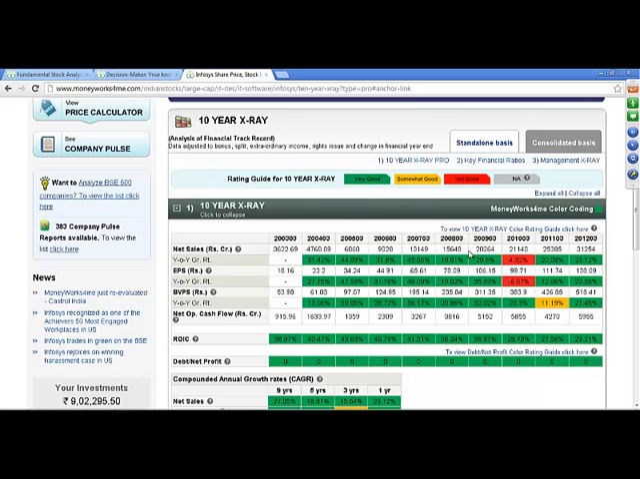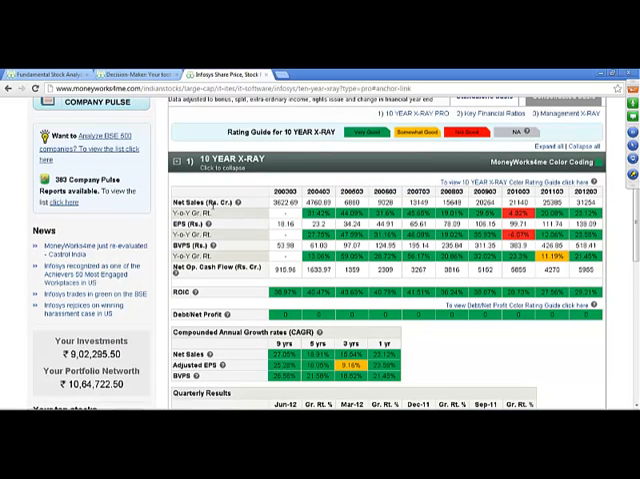So this is the free 10-year X-ray where you can see the 6 important parameters we have for you. At the top we have net sales, which tells me the net sales and the year-on-year growth rate. I am looking at how the net sales have grown over the years, which tells me whether there is a growing demand for the company's products and services. Again, as I said, we have color coded them.